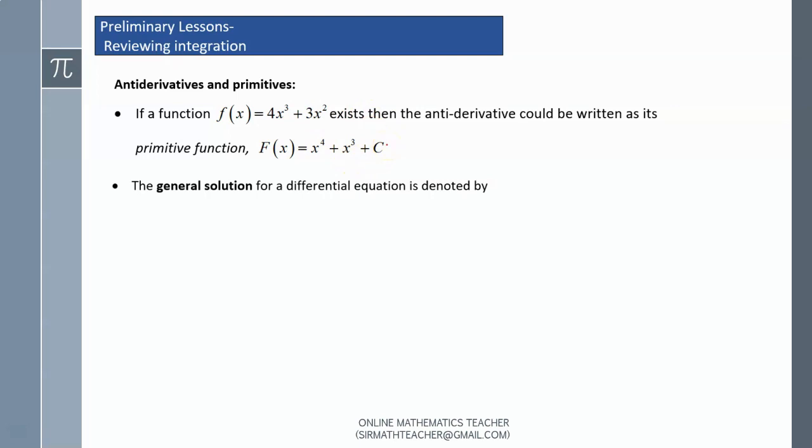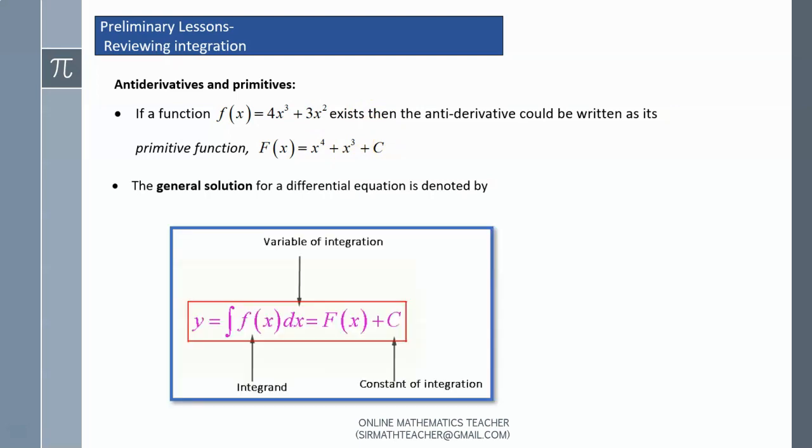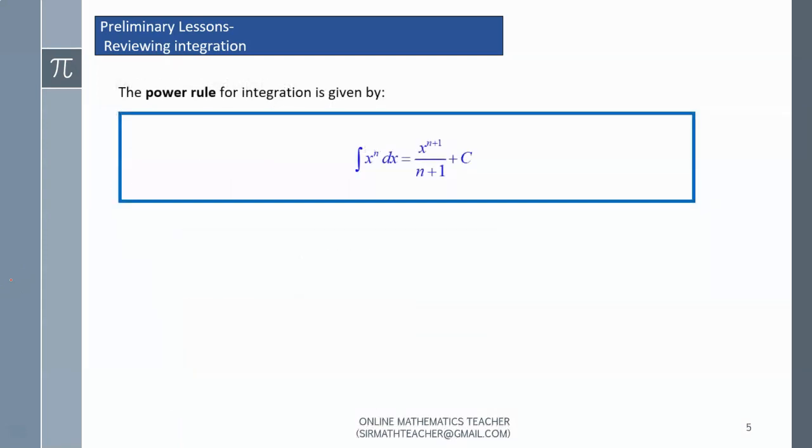The general solution for a differential equation is denoted by y equals the integral of f(x) dx. That's your integrand here. And capital F(x), your primitive function, plus c, which is the constant of integration. The power rule for integration is given by the integral of x^n dx. That is, we're adding 1 to the index, so n becomes n + 1, and we then divide by that number, which is n + 1. Add the constant of integration c.